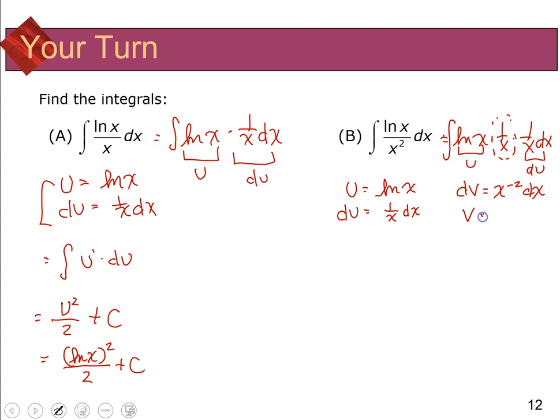and v. So du is going to be 1 over x dx. V is going to be, well, I'm going to add 1 to the exponent, so I'm going to have x to the negative 1 divided by negative 1. Right there. I was going to put a plus c there, but I don't need it.